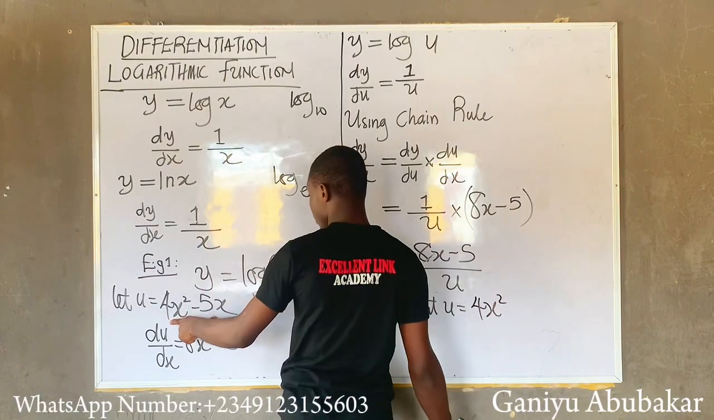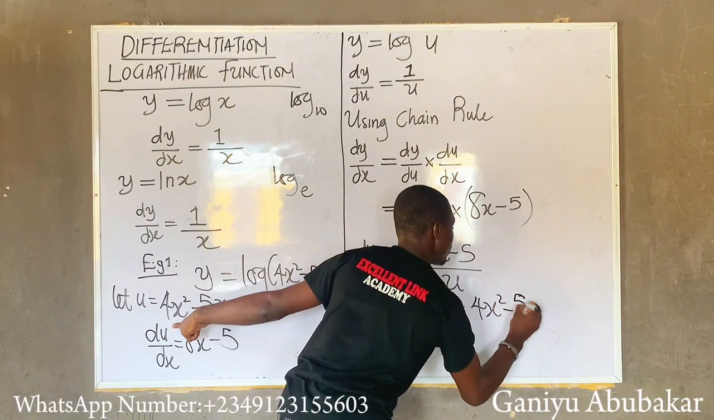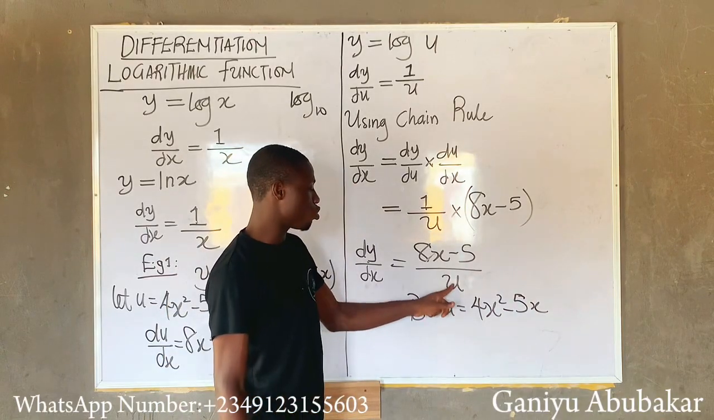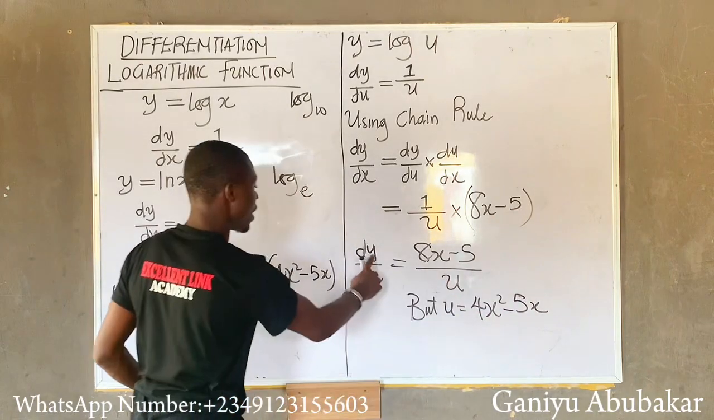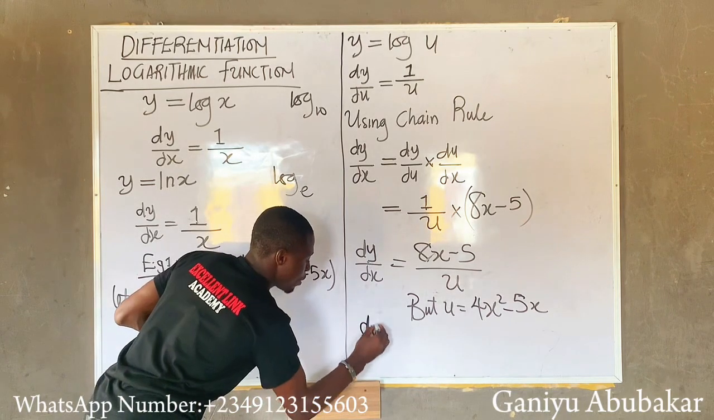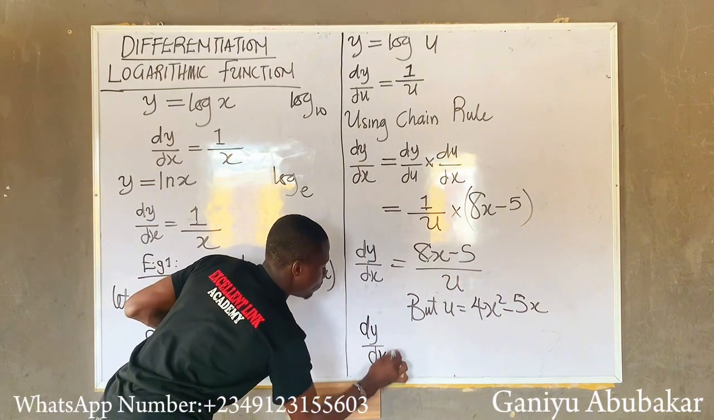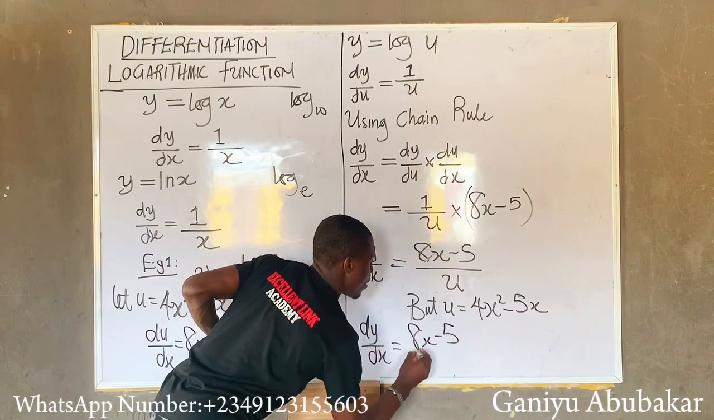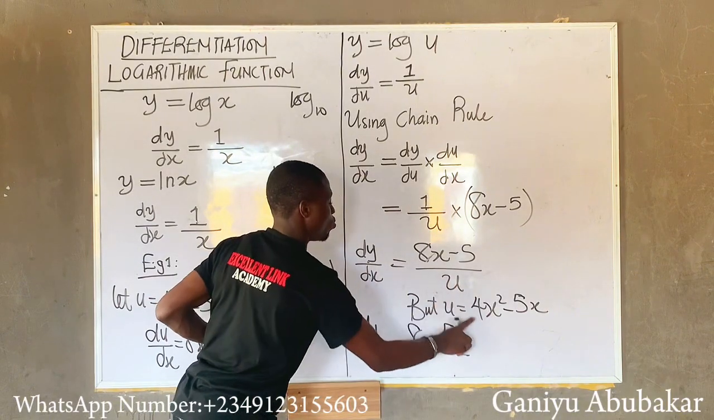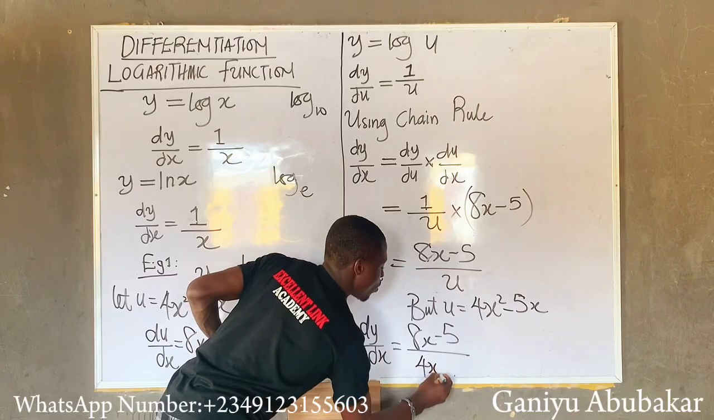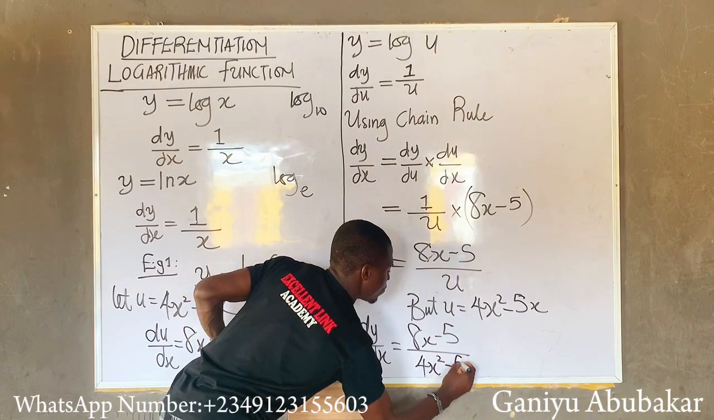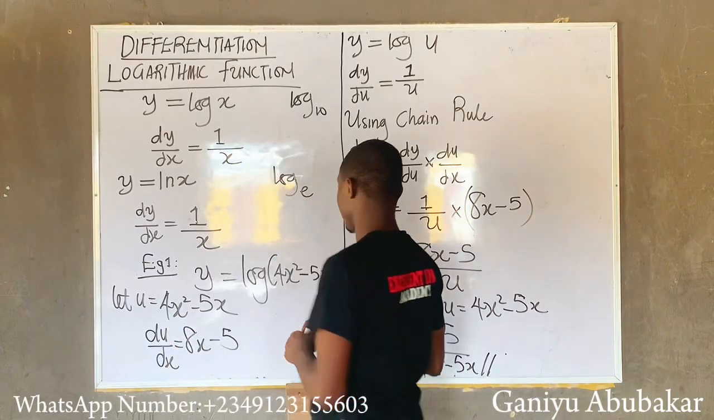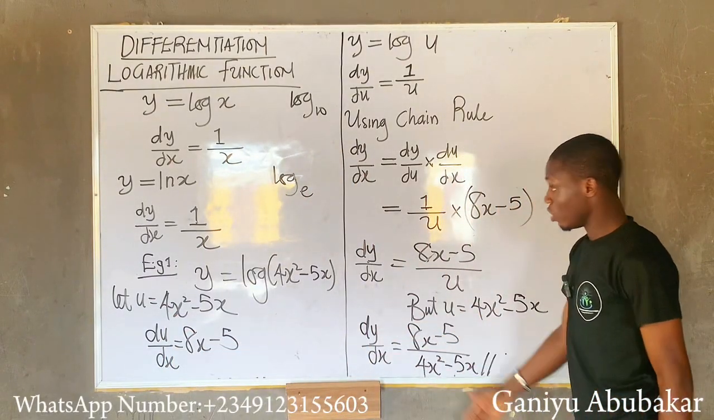4x squared minus 5x. That's your value for u. So anywhere I see u, put 4x squared minus 5x. So my final answer, the dy over dx value here, becomes 8x minus 5 over what's u? u is 4x squared minus 5x. So this is my answer to this particular question.